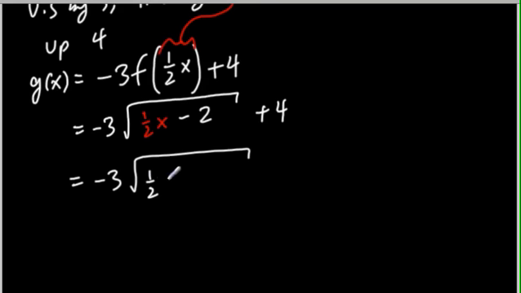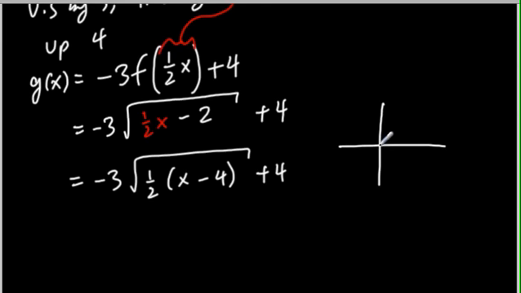So this is half x minus 4 plus 4. Right, so I just basically factored what was inside. So what this tells me, in comparison to simply the square root function, is that there's a reflection across the x-axis, vertical stretch by 3, horizontal stretch by 2, right 4, and up 4.